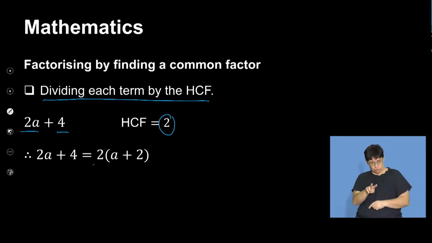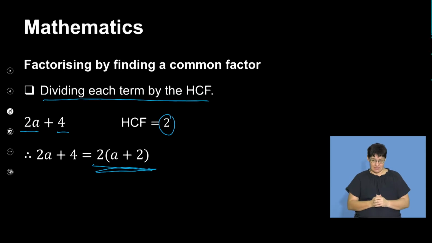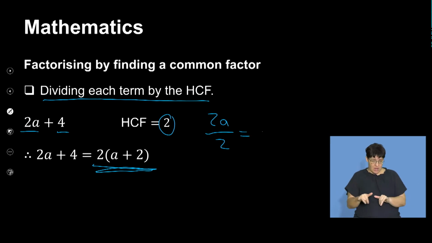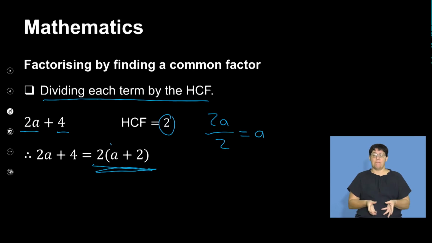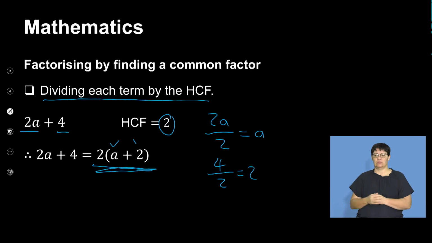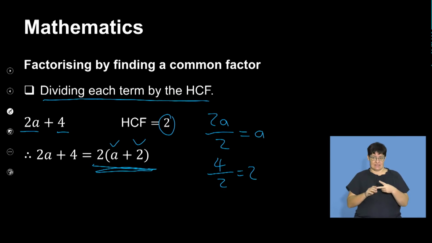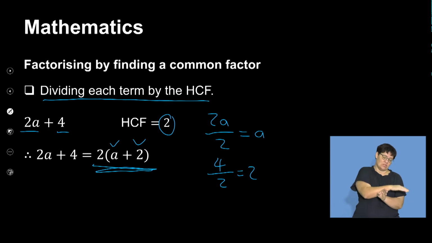So the process of me finding what is written here on the right-hand side: I will take the first term and divide it by the highest common factor. This will just give me a. That's the first term I write inside the bracket. I will take the second term and divide it by the HCF, which is the highest common factor, and that will give me 2. And that will be the next term that I have there. And then my common factor will be what is outside the bracket.